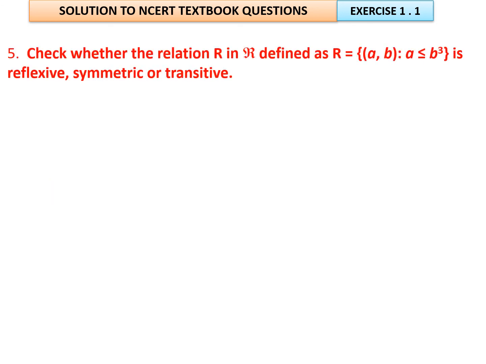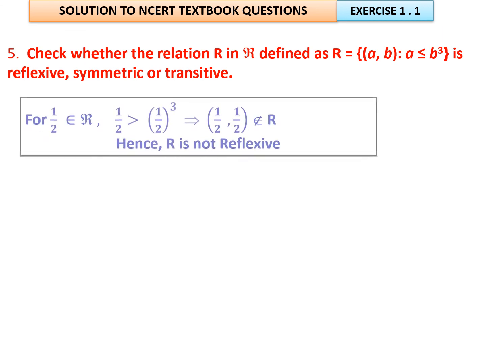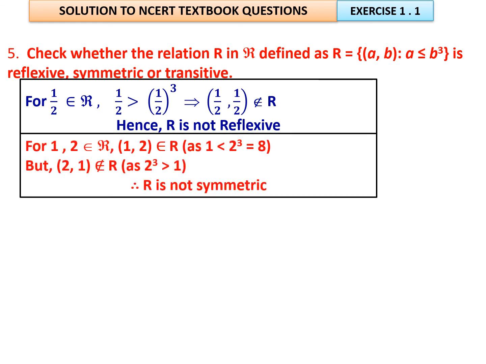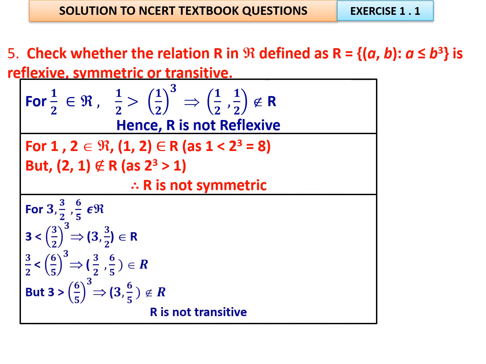Well, question number 5. Check whether the relation is reflexive, symmetric or transitive. You have to check it. I think we had the same thing, A less than or equal to B square. The same type of problem is there. Here it is cube. 1 by 2 is less than 1 by 2 cube? No, 1 by 2 cube is 1 by 8, so it is not reflexive. When you take 1 comma 2, 1 is less than 2 cube, but 2 is not less than 1 cube, therefore it is not symmetric.